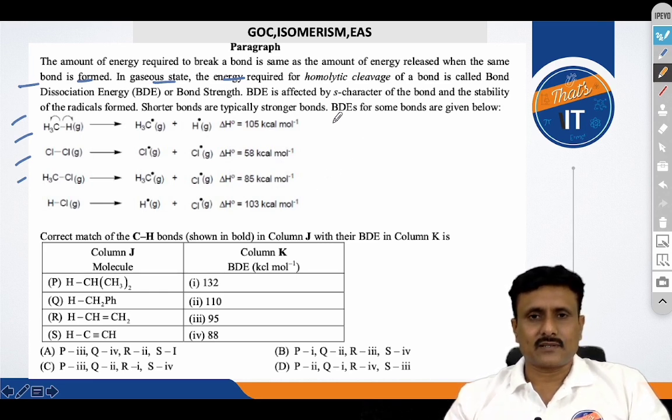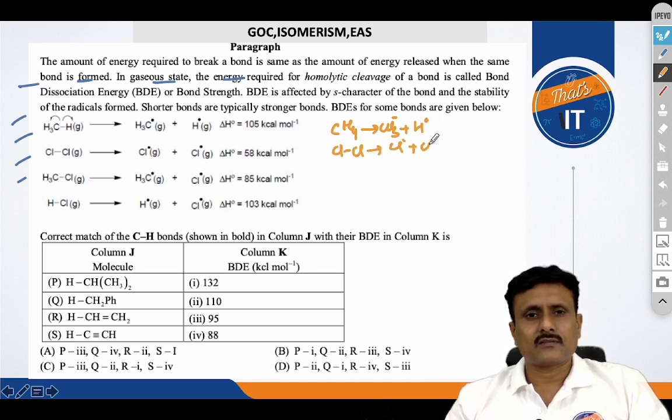You can see what's happening here, right? You got CH4 breaking into CH3 dot and H dot, then Cl2 breaking into Cl dot and Cl dot.